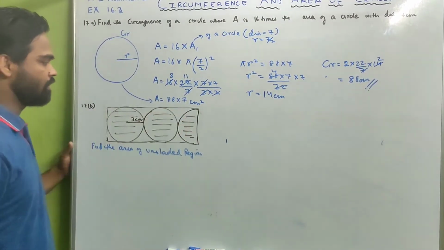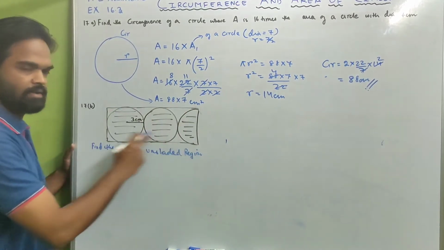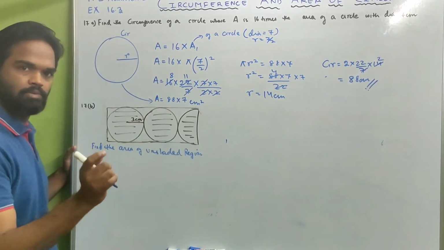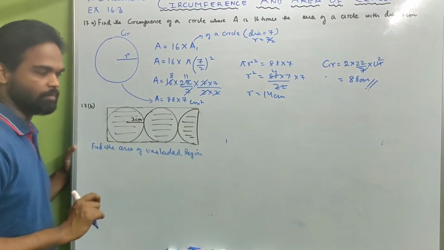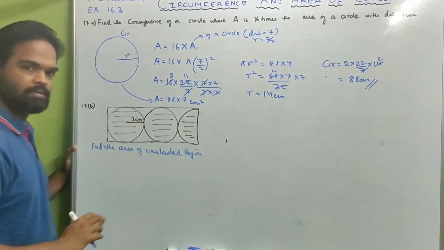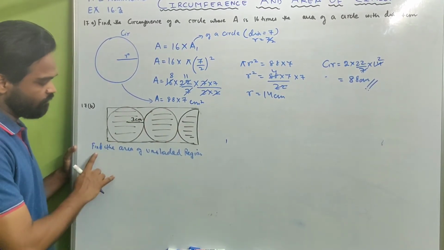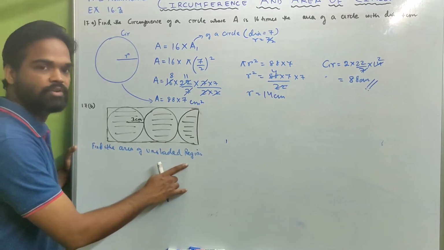Now look at 17 part B. They've given this figure which consists of a rectangle and 2 circles and a semicircle whose radius is the same, 3 centimeter. They've shaded the circular part, 2 circles and the semicircle. They need to find the area of the unshaded region.